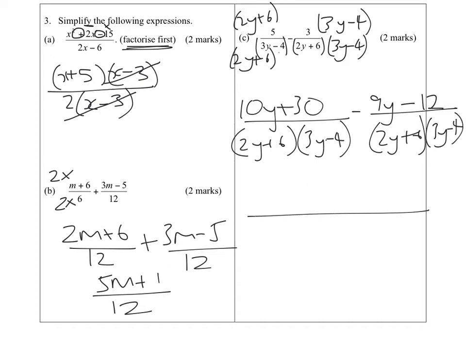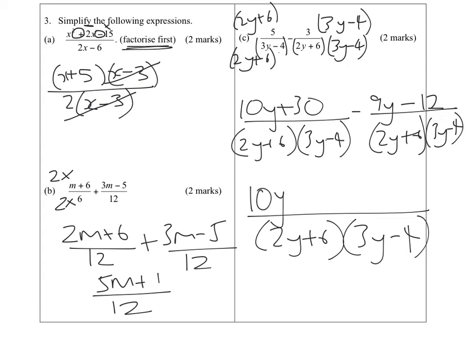Okay, we have a common denominator of (2y plus 6)(3y minus 4). Subtract the top, so we've got 10y minus 9y, which is 1y. And we have 30 minus 12, so we get positive 42.